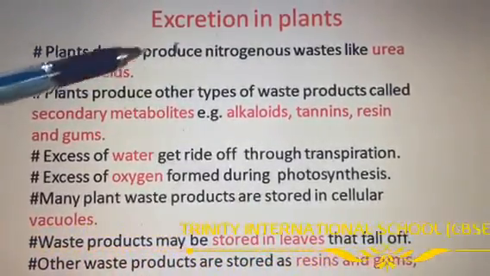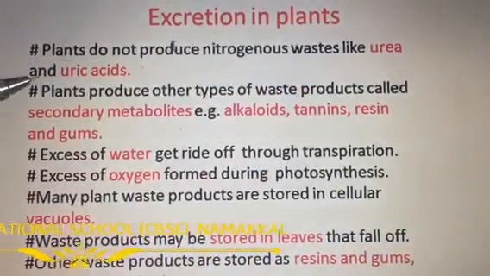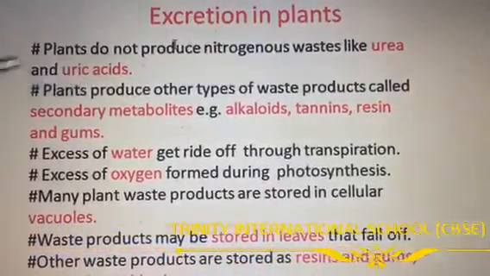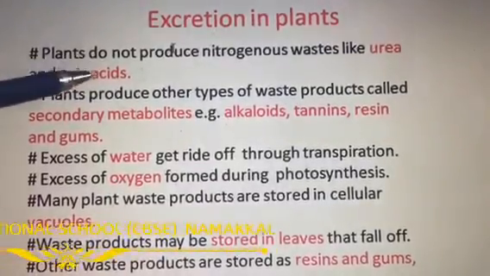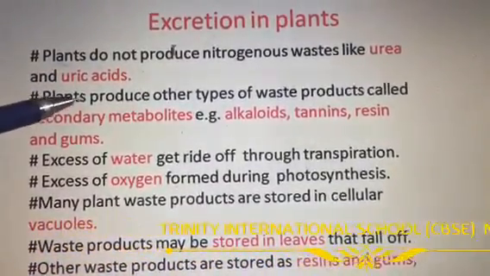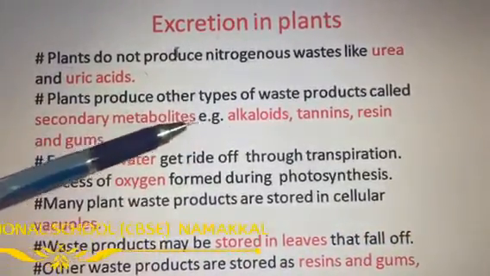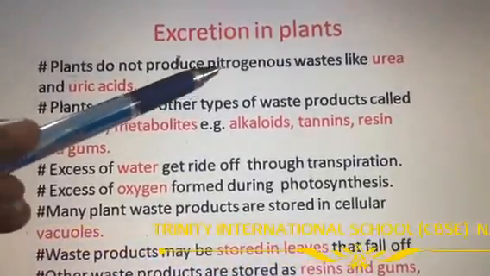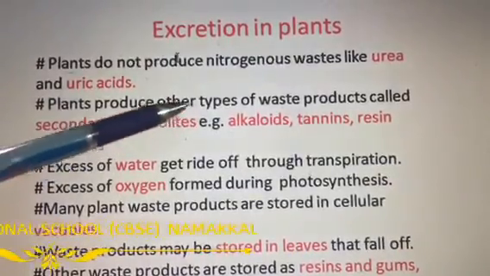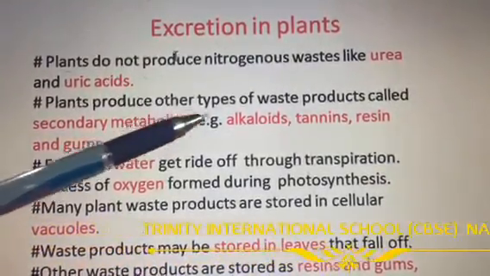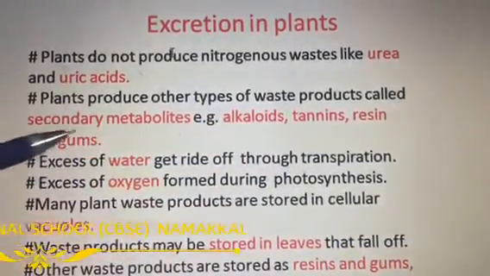Plants do not produce nitrogenous waste like urea and uric acid. So it's a major nitrogenous waste material in animals, not in plants. The plant produces other types of waste products called secondary metabolites. Examples: alkaloids, tannins, resins, and gums.